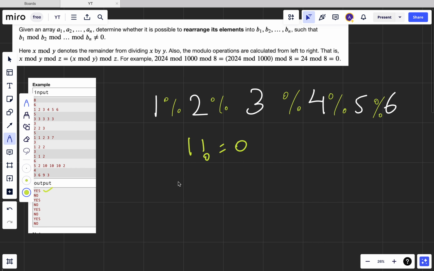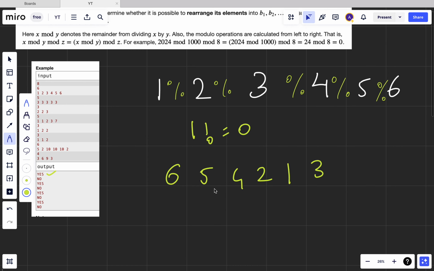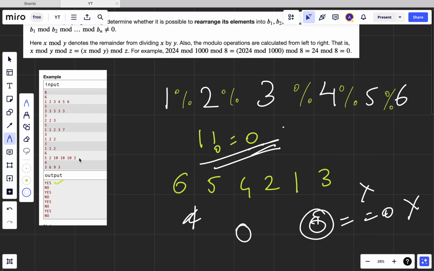Can we try some other permutation? Maybe 6, 5, 4, 2, 1, 3. Let's see what happens. 6 mod 5 is 1, 1 mod 4 is 1, 1 mod 2 is 1, 1 mod 1 is 0, and 0 mod 3 is 0. So the result is 0, which means this is not a valid permutation. They are just asking whether there exists at least one permutation such that the answer is non-zero. So we have a non-zero sequence, and it's yes.